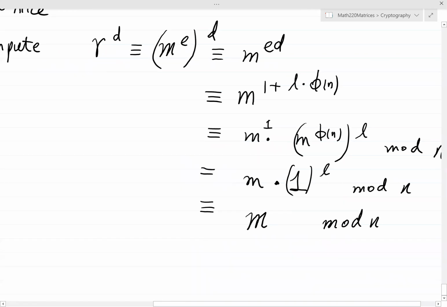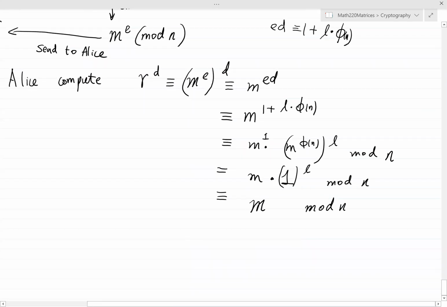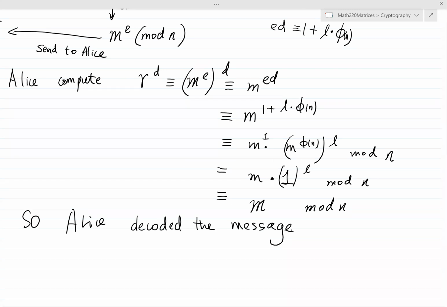So Alice recovered, or decoded, the message M to the power 1, M. So we recovered the number M.